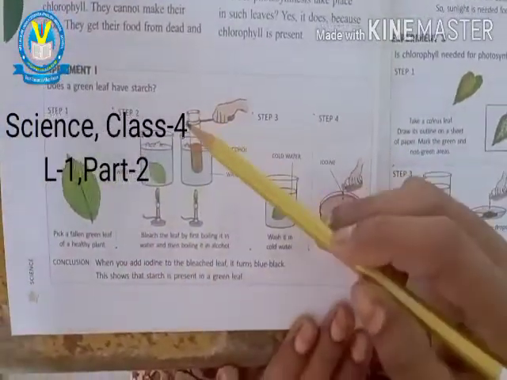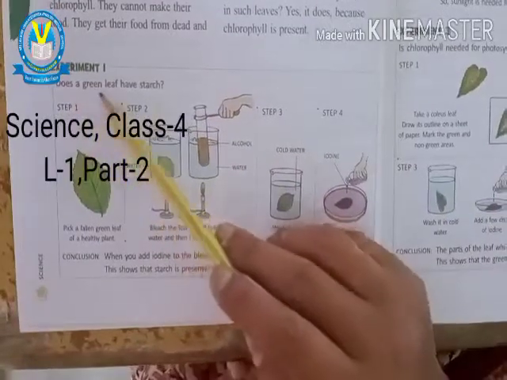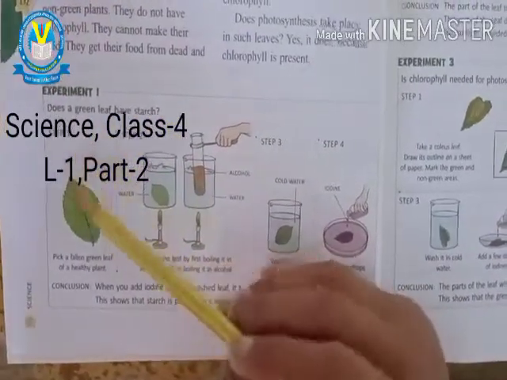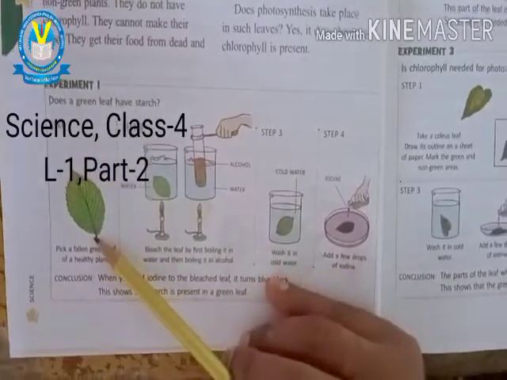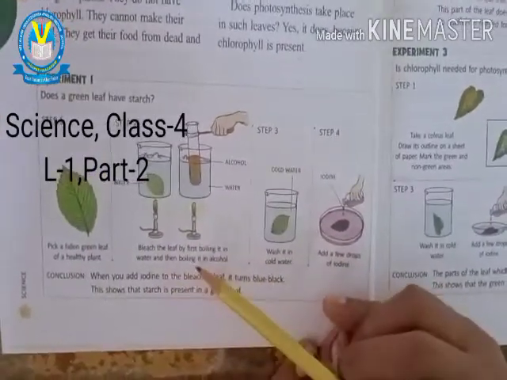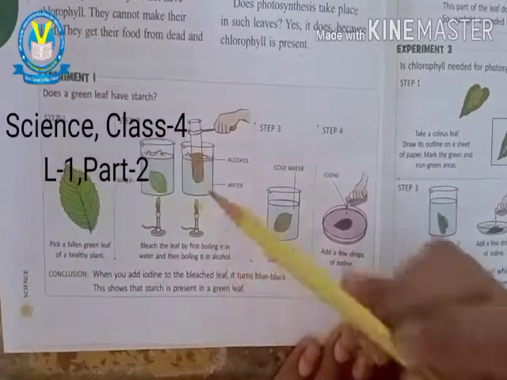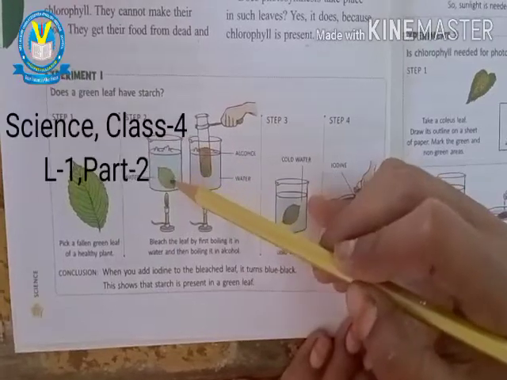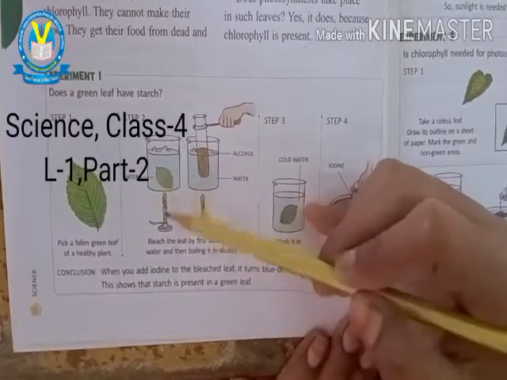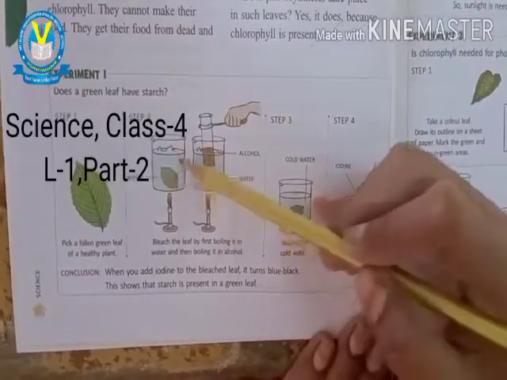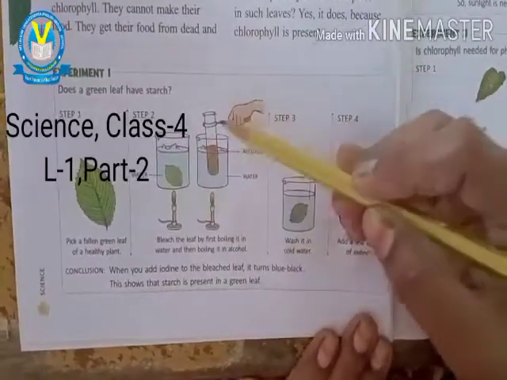The first experiment is: does a green leaf have starch? In step 1, we will take a fallen leaf and bleach the leaf by first boiling it in water and then boiling it in alcohol. So we take one beaker with the leaf inside, and from the underside we are heating it, and after this boiling, again we will have a test tube.